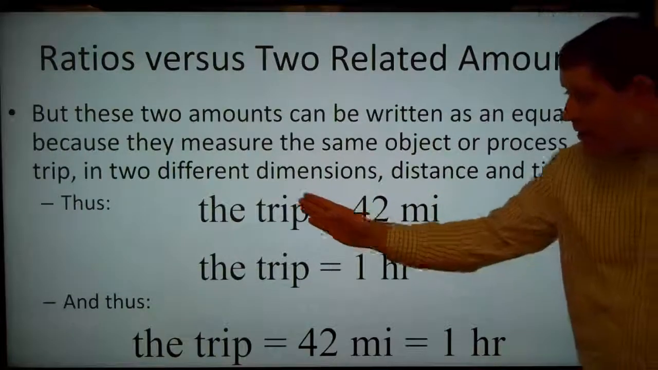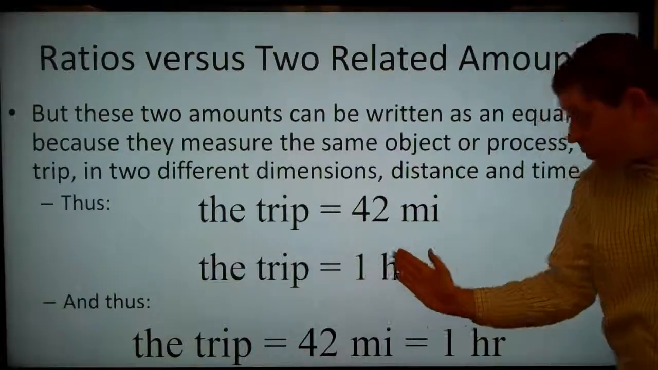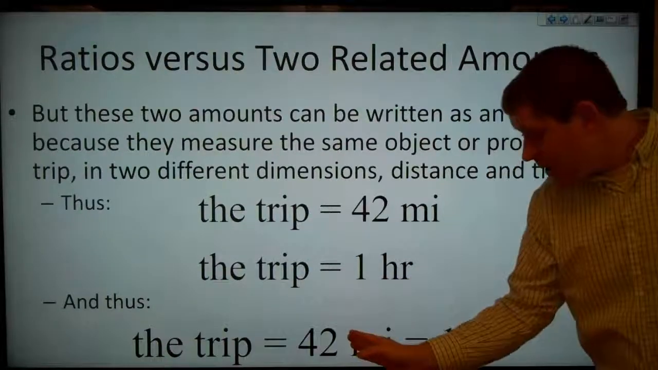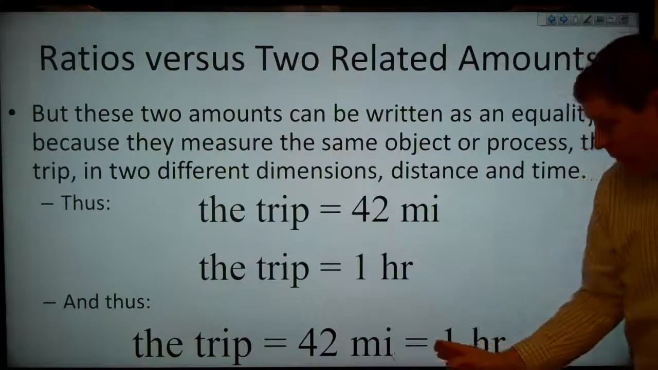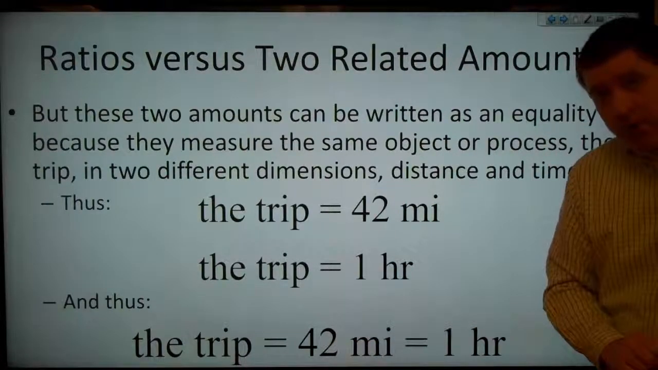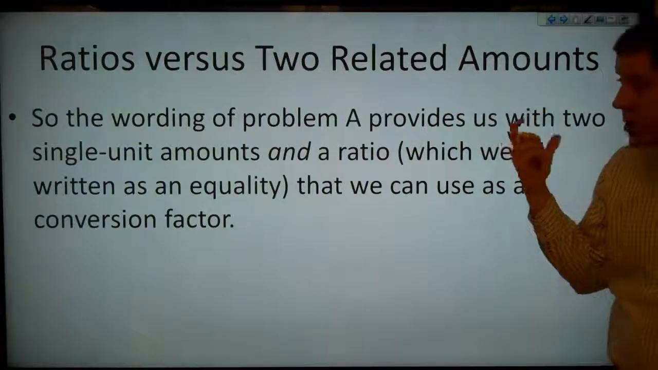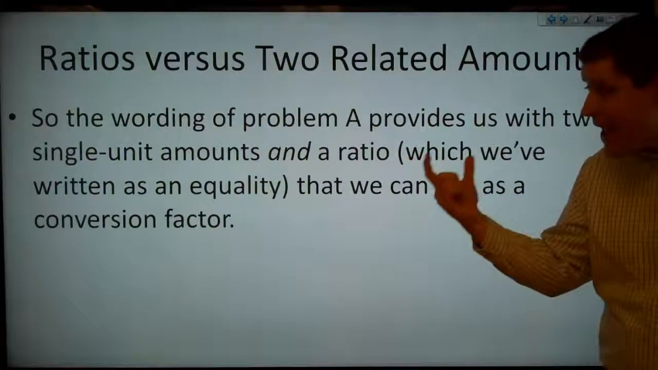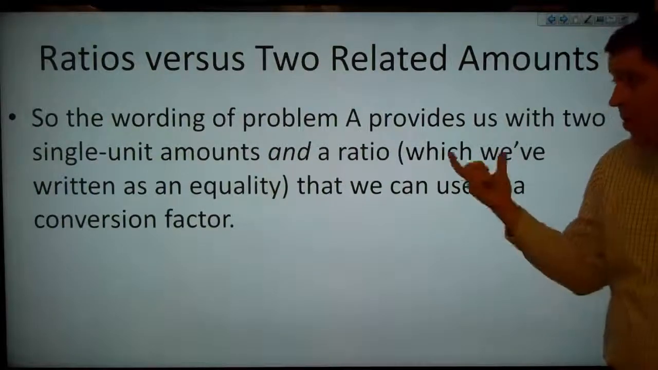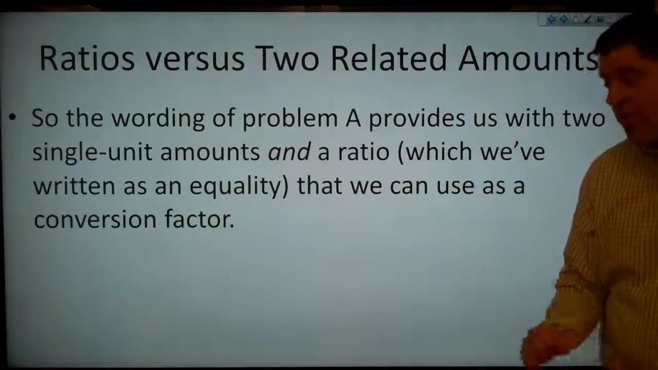So we can really say the trip is equal to 42 miles. But the trip is also equal to 1 hour. And thus, we can say the trip is equal to 42 miles, which is equal to 1 hour, and that means that 42 miles is equal to 1 hour. So the wording of problem A provides us with two single unit amounts and a ratio between those two amounts, which we've written here as an equality, that we can then use as a conversion factor.